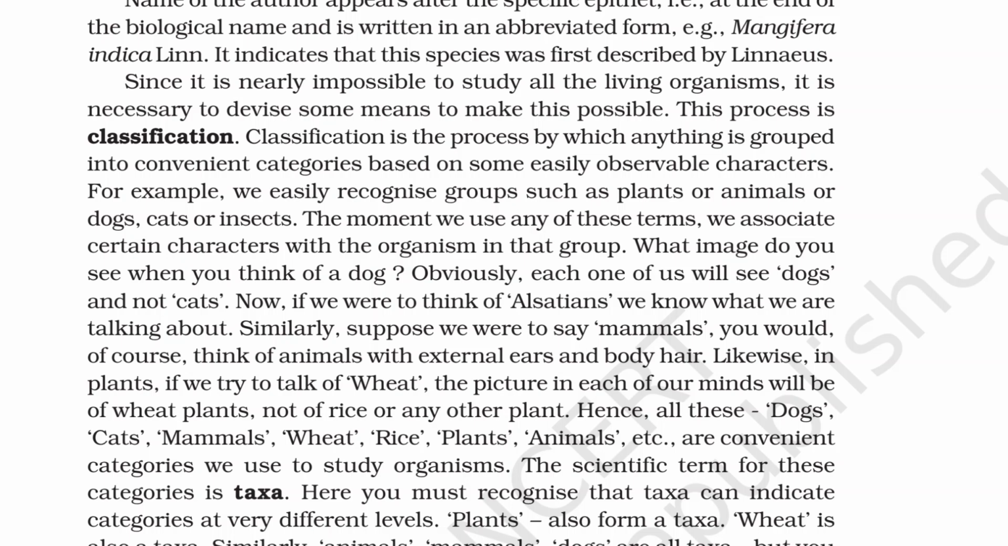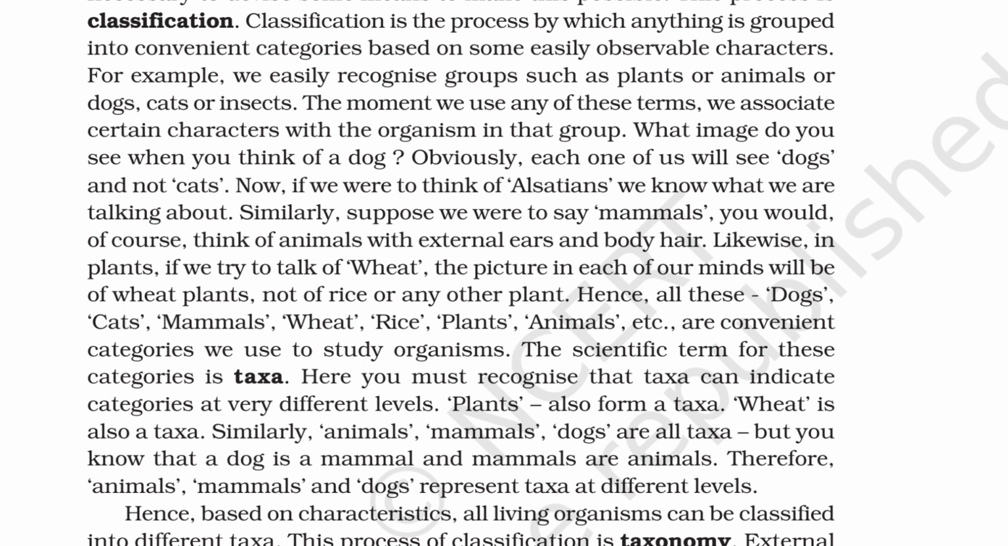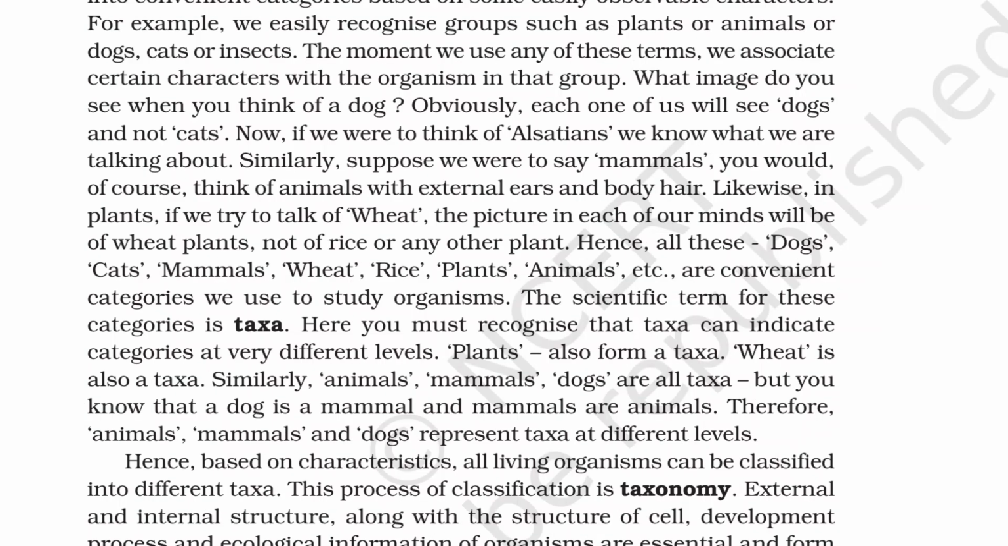For example, we easily recognize groups such as plants and animals, or dogs, cats, insects. The moment we use any of these terms, we associate certain characters with the organisms in that group. So what image do you see when you think of a dog? Obviously, each one of us sees a dog and not a cat. If we were to think about Australians, we know what they are talking about.